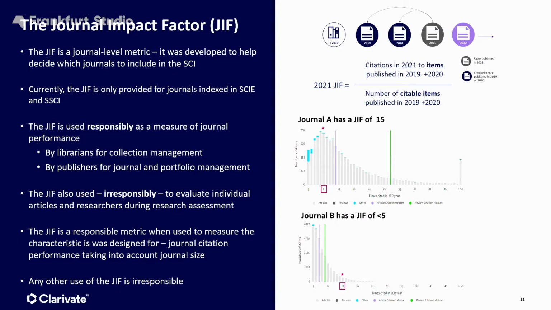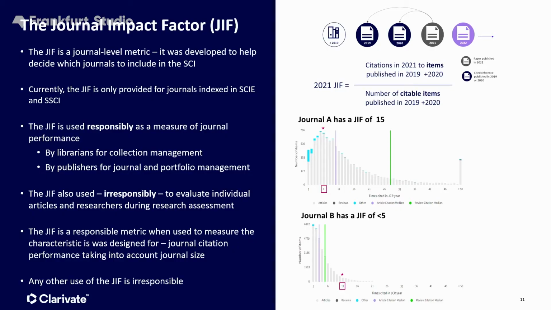The thing I want to really emphasize is that although only journals in the SCIE and SSCI are given a JIF, information from all 6 indices is used to calculate the JIF. So the JIF is used responsibly as a measure of journal performance. These responsible use cases include the use of the JIF by librarians, for example, for collection management, and by publishers for journal and portfolio management.